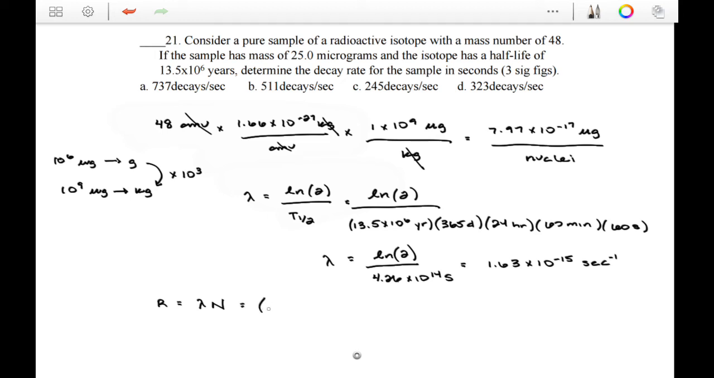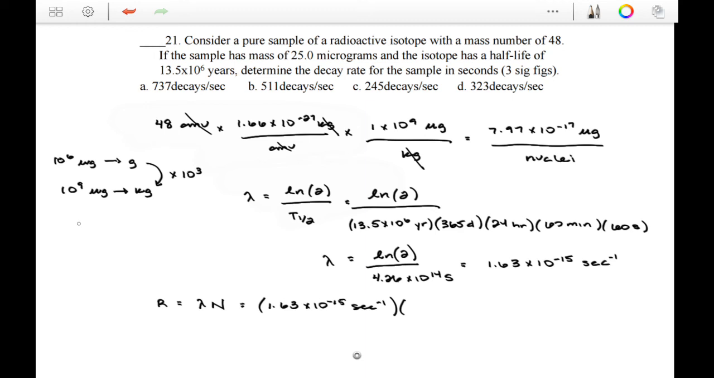So this is equal to 1.63 times 10 to the negative 15 times our number of nuclei, which is... I'm sorry, actually, we forgot to consider the mass of the 25 micrograms. If we have 7.97 times 10 to the negative 17 micrograms per nuclei, then we need to set up a proportion to solve for the number of nuclei that's in a 25 microgram sample.